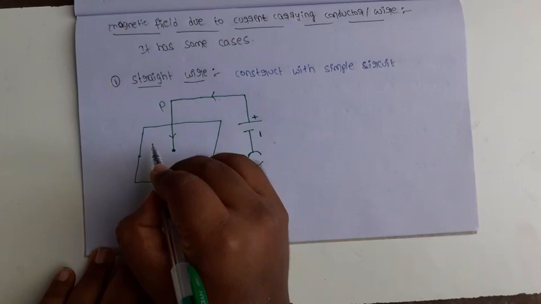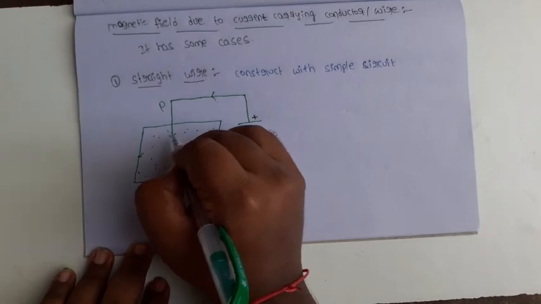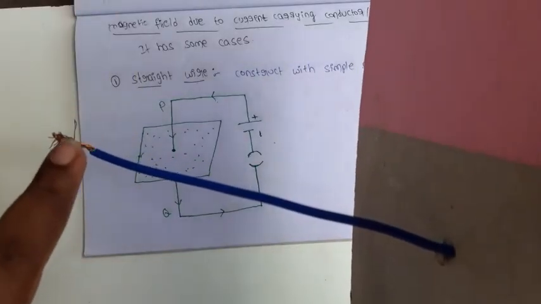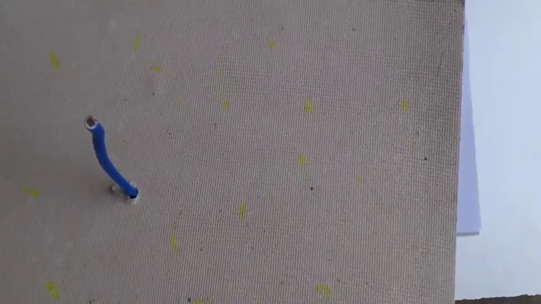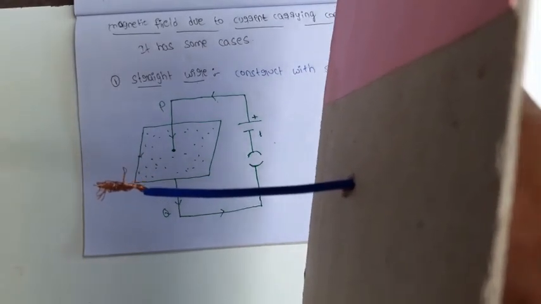After that you can place some iron powder on the cardboard. This is the P terminal and this is the Q terminal. So the P terminal is connected to the positive terminal of the battery. The negative terminal of the battery is connected to one terminal of the switch, and another terminal of the switch is connected to this terminal. This is the circuit.